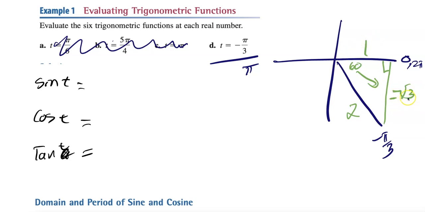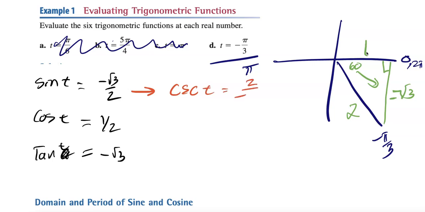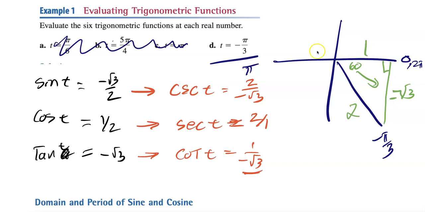Sine would be opposite over hypotenuse. Cosine would be adjacent over hypotenuse. And tangent would be opposite over adjacent. So negative radical 3. Then if you want the other 3 trig functions, all you have to do is remember which one goes with which. Sine goes with cosecant. So you just have to flip it. 2 over negative radical 3. Cosine goes with secant. So 2 over 1. And then tan goes with cotangent, the easiest one. So let's flip it: 1 over negative radical 3. And that's how you do the 6 trig functions at a value there.